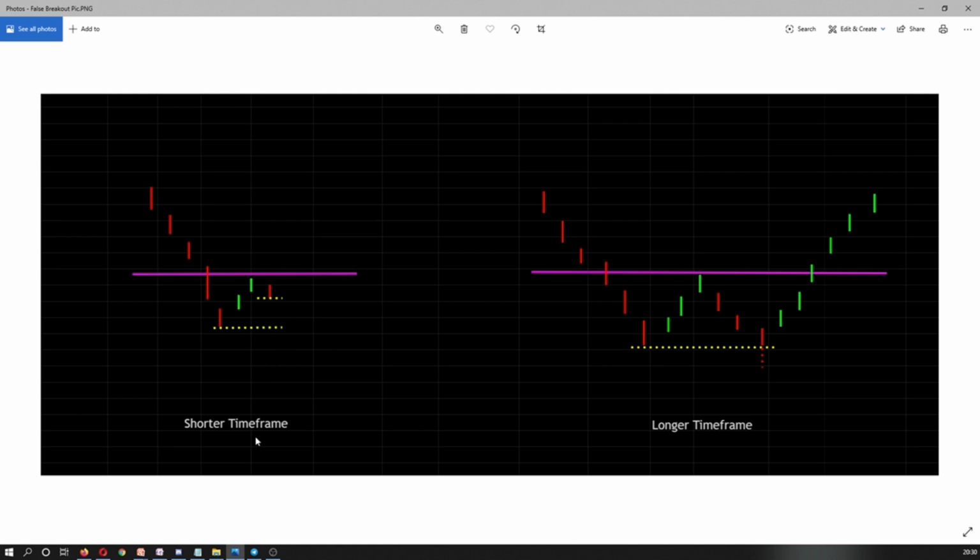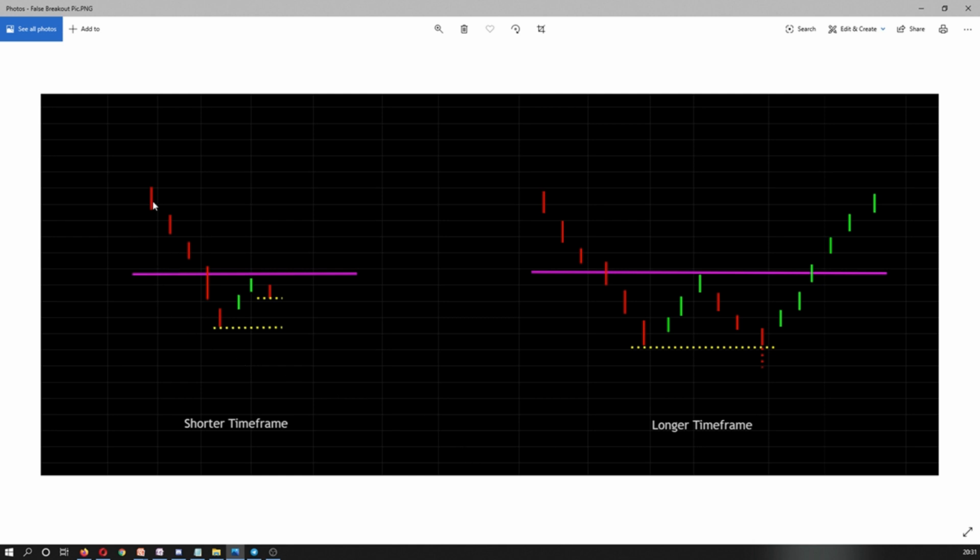On the left hand side, as you can see, I have written shorter time frame, and on the right hand side, I will explain how to handle breakouts in the longer time frame. Shorter time frames may be 5 minutes, 15 minutes, or 30 minutes, and the longer time frame is anything more than 4 hours. So let's talk about the shorter time frame.